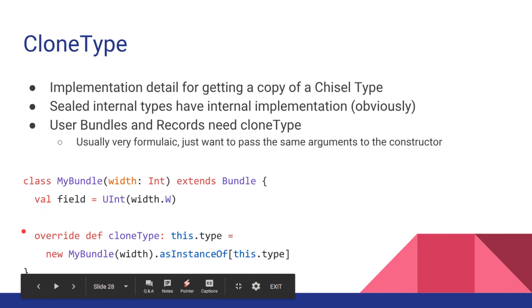And it's really annoying that you had to write override def cloneType = new MyBundle(width).asInstanceOf[this.type]. If you look at this, this is so obvious. Obviously, if I'm trying to create a clone of an object of MyBundle, I just want to create a new MyBundle with the same argument.